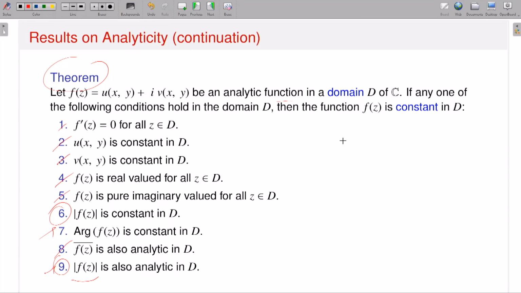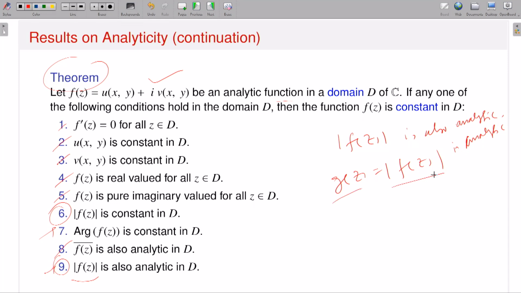See, what is your hypothesis? The hypothesis that f is analytic is given, perfectly all right. Now it is also given that modulus of f of z is also analytic. Now define g of z, which is the modulus of f of z. This is analytic, it is given. That means g is an analytic function, but what is the modulus of f?